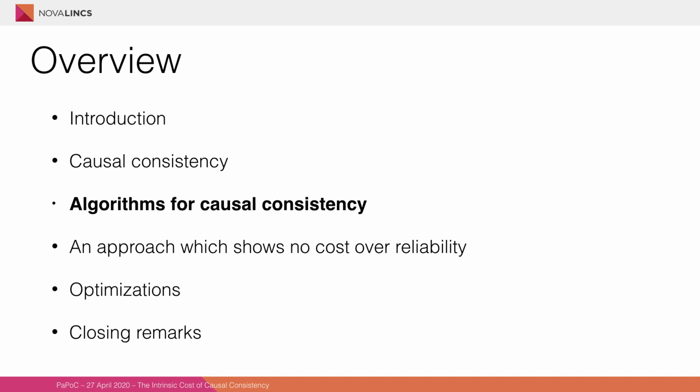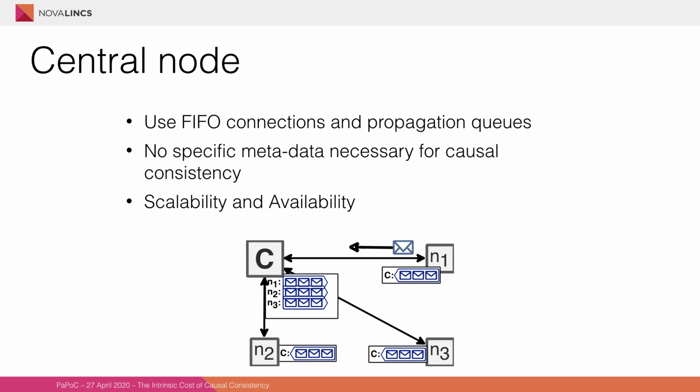over already providing reliability. One simple way to implement causal consistency is to use a central node to propagate operations among replicas. The central node would have an outgoing queue for every single replica, and when it receives an operation or creates locally a new operation, it appends it to the outgoing queues for every single replica. This means that we don't need any additional metadata to implement causal consistency, but it does come with a drawback in terms of scalability and availability due to using this single central node.